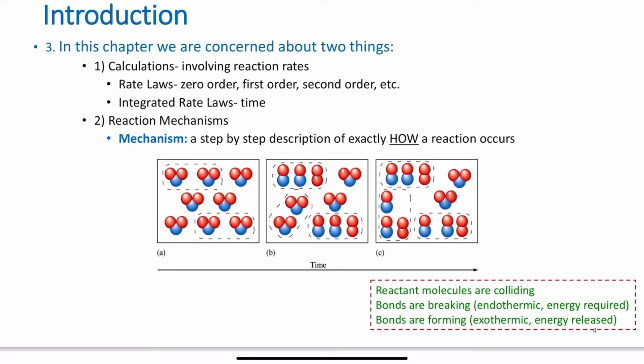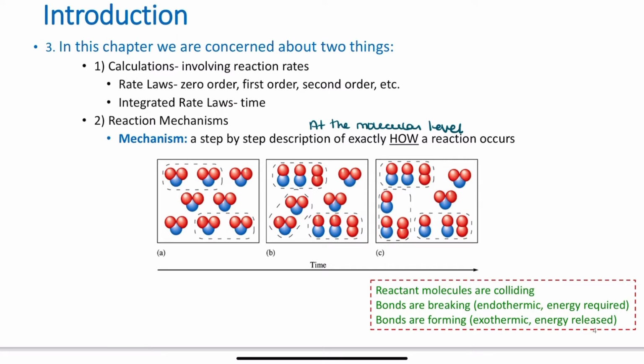A reaction mechanism is a step-by-step description of exactly how a reaction occurs. Remember, I said it at a molecular level. So at the molecular level, the reaction mechanism is telling us how this is actually occurring. What molecule is reacting with which molecule? What is happening? What's breaking apart? What's forming? We can't directly observe this because the particles are so small, right?